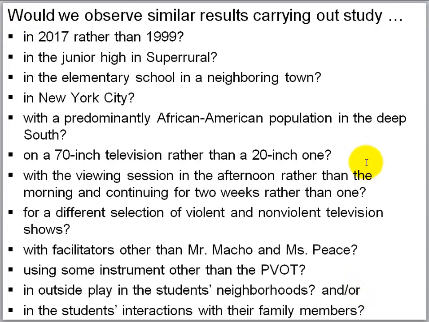So let's ask some questions that pertain to generalizability. In other words, to whether we would obtain similar results in some different settings and in some different study conditions. So would we obtain the same results or similar results in 2017 rather than 1999? At Super Rural's junior high rather than in its elementary school? In the elementary school in a neighboring town? In a school in urban New York City? In a school with a predominantly African American population in the Deep South?